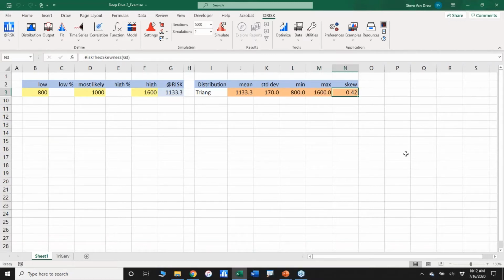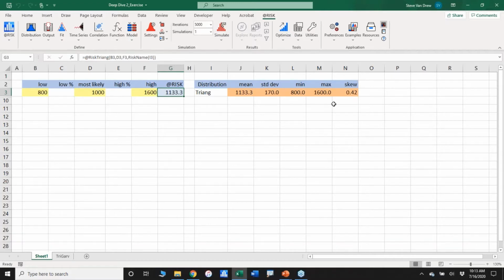I brought that up to show you that I've got something going on in these cells over here, and this is a nice feature in At Risk. There are many, many different statistics functions available that will let me base what it's displaying on the theoretical value out of that distribution. In other words, for this triangular, I'm asking for its mean, its standard deviation, its min, max, and its skew value. In this case, it's a positive 0.42, so it's got a right skew to it.